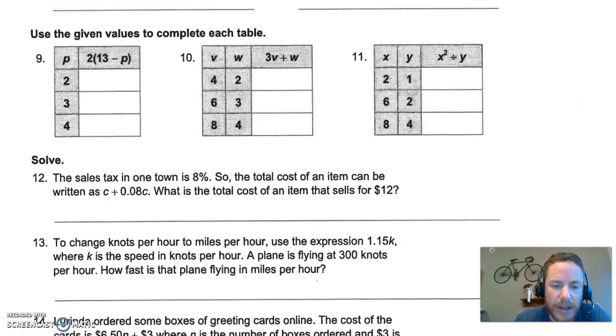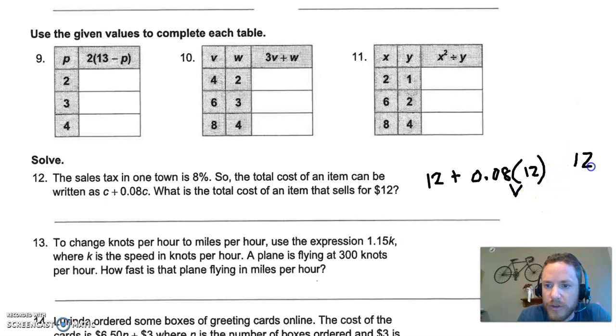The sales tax in one town is 8%. So the total cost of an item can be written as C, that's the cost, plus 8/100ths of C. What is the total cost of an item that sells for $12? Well, I'm missing the value of C, but I know over here it's 12. So this problem can be solved by taking the C out and replacing it with 12 plus 0.08 times 12.